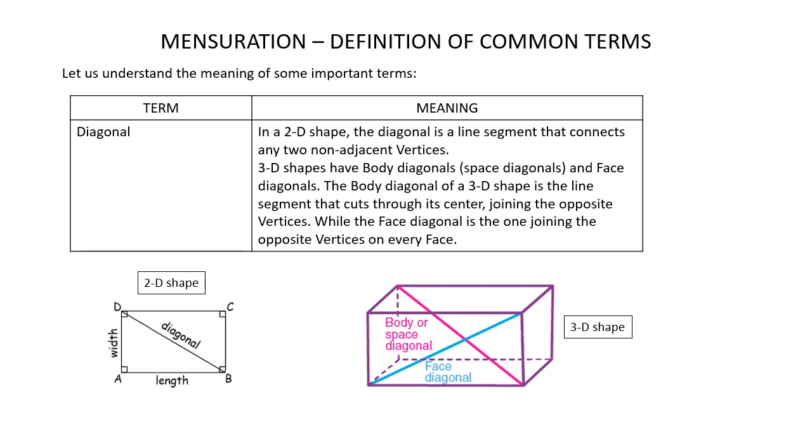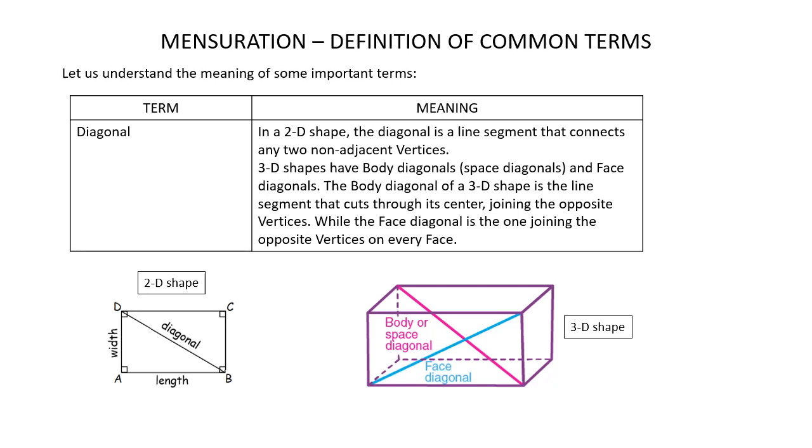3D shapes have two types of diagonals: body diagonals or space diagonals and face diagonals. The body diagonal of a 3D shape is the line segment that cuts through its center, joining the opposite vertices. The face diagonal of a 3D shape is the line segment joining the opposite vertices on every face.